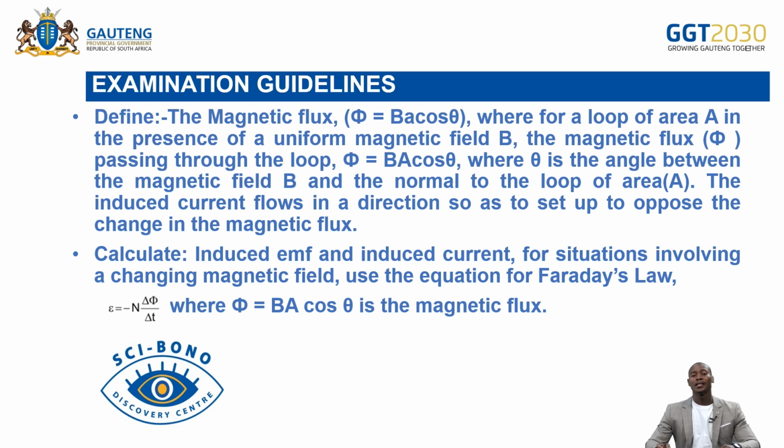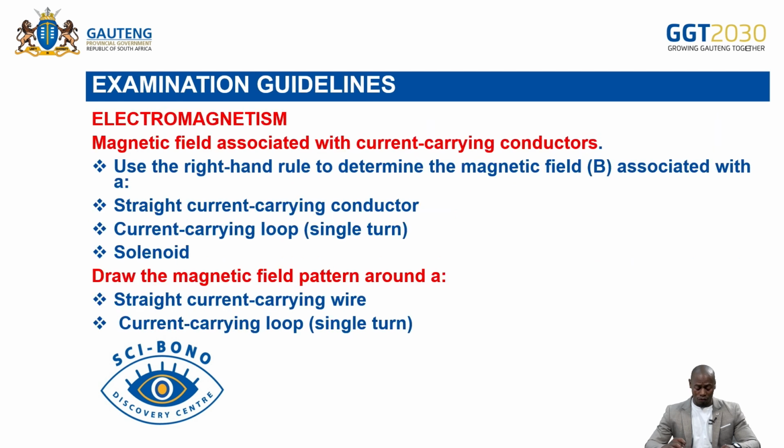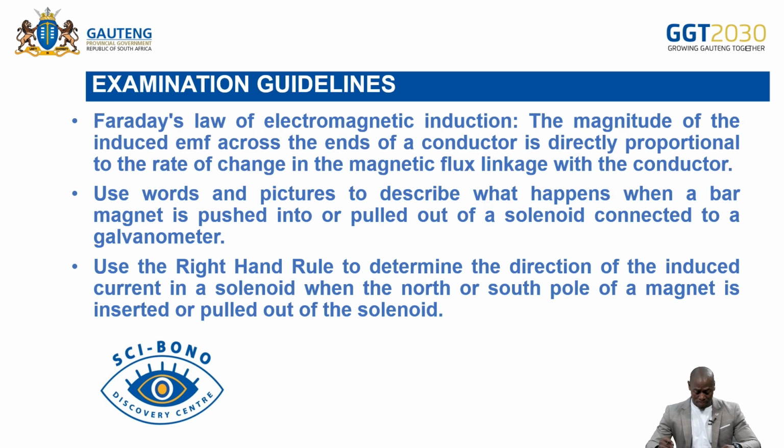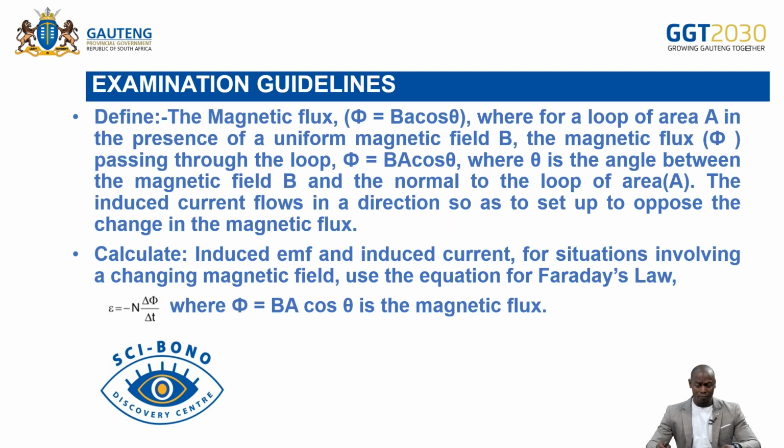But today, grade 11s, we are not going to focus on the calculations. The only thing that we are going to focus on is the magnetic field for current carrying conductors, and also drawing the magnetic field patterns around a straight current carrying conductor, a loop, and a solenoid, and also more.